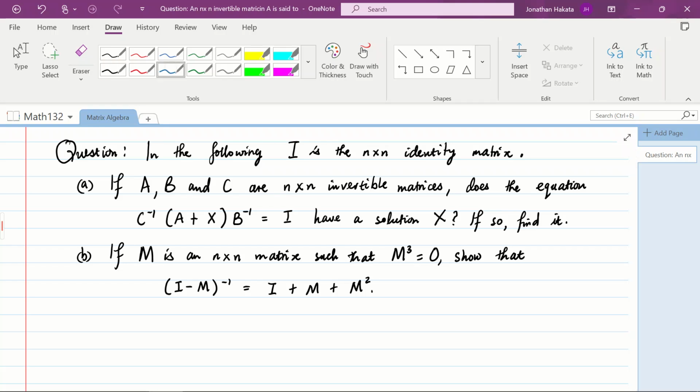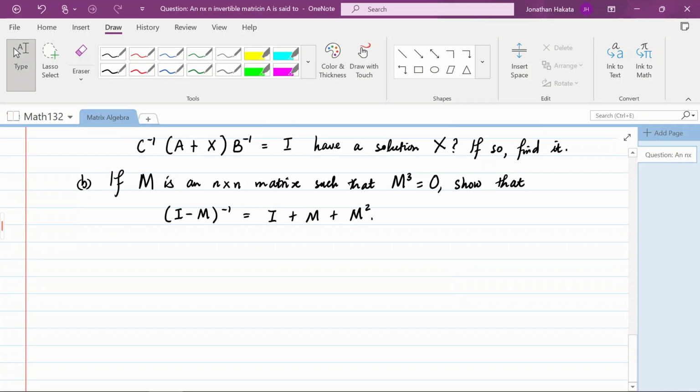So let's start off with part A. Now, let's rewrite it as it is. As it is given, we have C inverse times (A plus x) being multiplied by B inverse equal to the identity matrix I. So we want to solve for x.